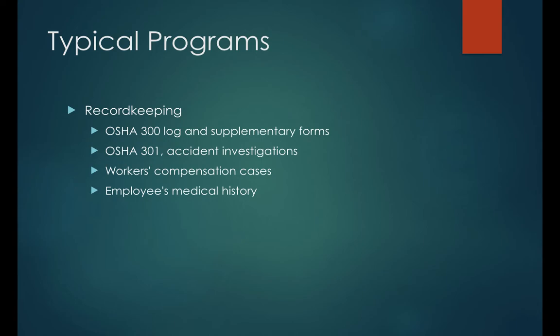The typical programs for record keeping. So we have the OSHA 300 log and the supplemental forms. We did discuss the 300 log, and then that goes along with it, the OSHA 301 accident investigations. Basically, the 301 is saying this is what incident happened, when it occurred, and how it occurred, and then that information gets put into the log. So workers' compensation cases, if there are any, will be kept on file, on record, and employees' medical history as well.